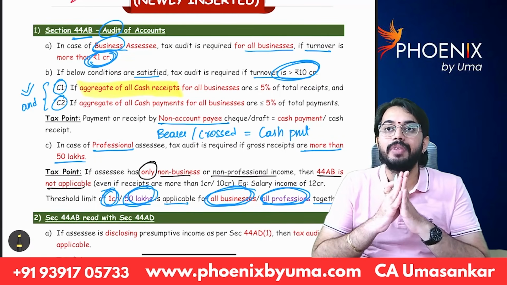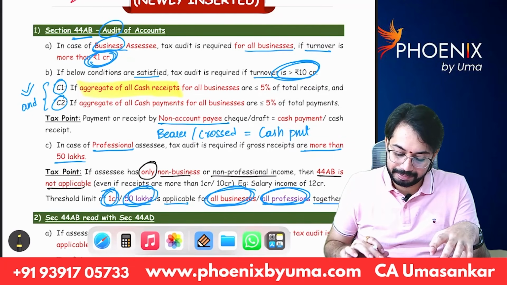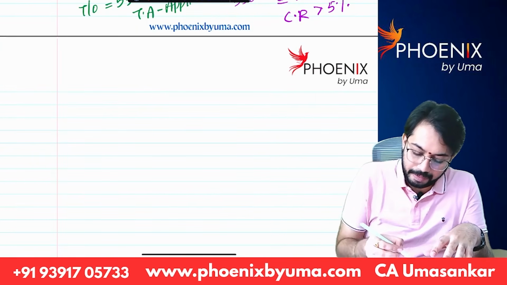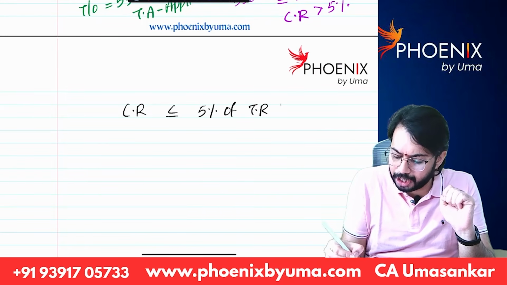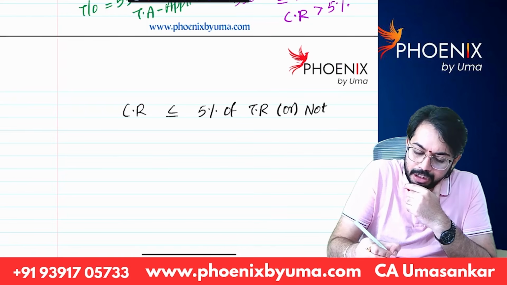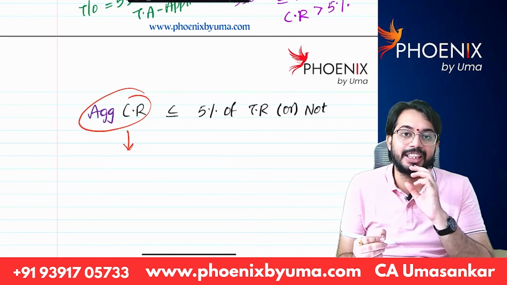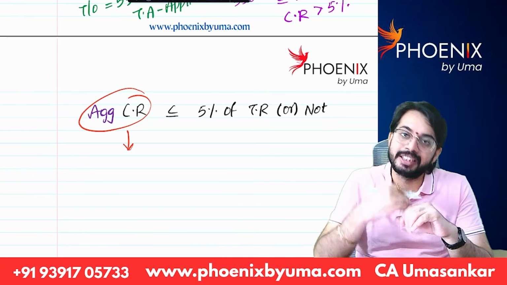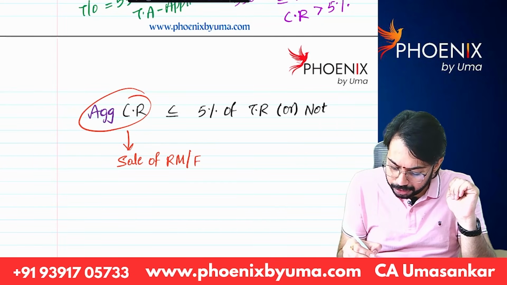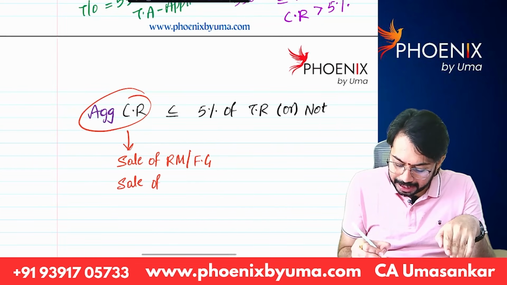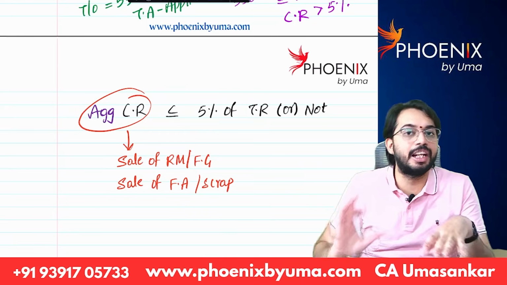Sir, that means, do we need to take only sales? Aggregate of all cash receipts means, see, we need to check whether cash receipts are less than or equal to 5% of total receipts or not. For the purpose of checking, we will take aggregate cash receipts. Aggregate cash receipts means cash received for any purpose, whether cash received through sale of raw material or finished goods, whether cash received for sale of fixed assets or sale of scrap. Even that is also to be considered in calculation of cash receipts.